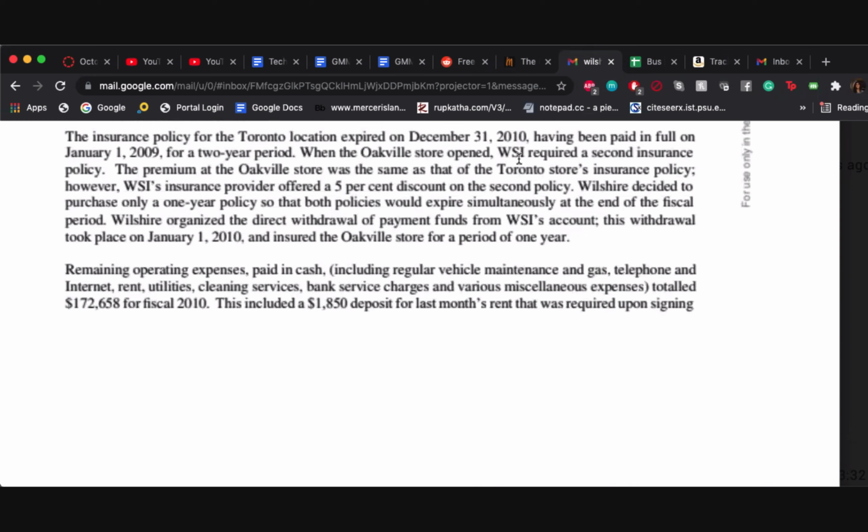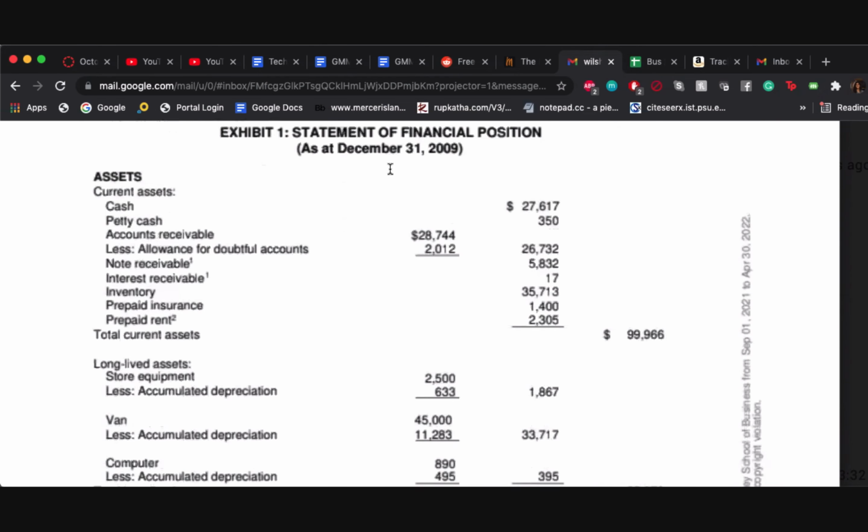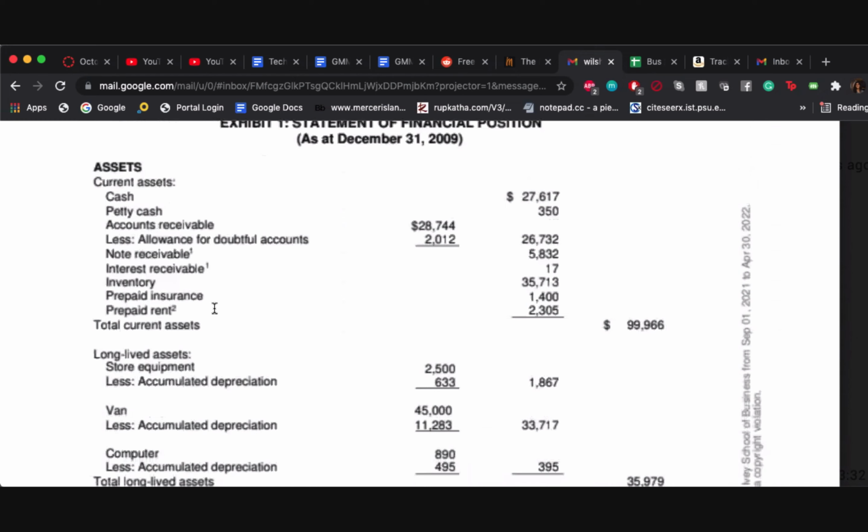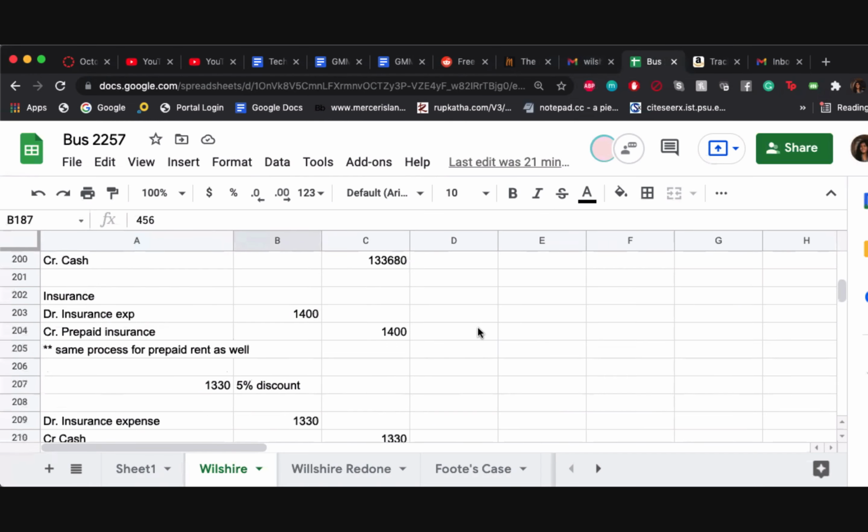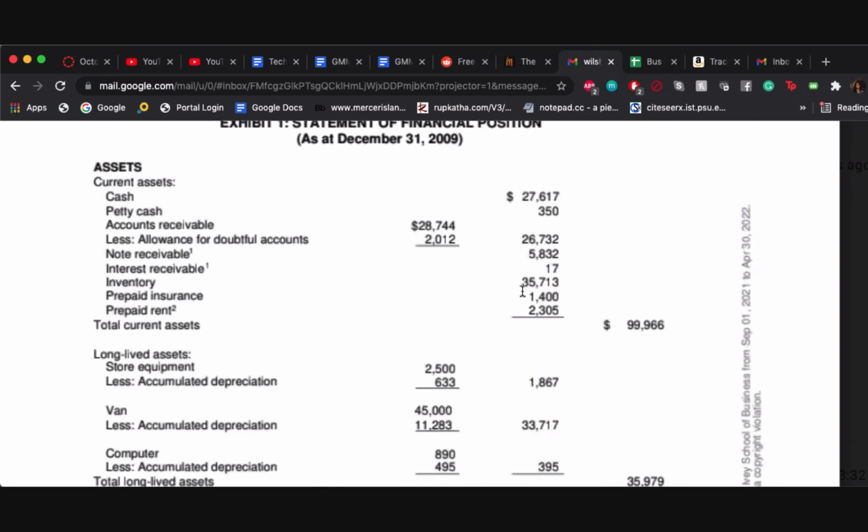Now, there was insurance that was paid in full for the 2-year period. So we're going to go to the balance sheet and see if we have any prepaid insurance, which we do. So we're going to take that out of prepaid insurance, and then put that into insurance expense. And we're not going to touch cash because it's prepaid, we've already paid it, so we've already accounted for that. So you debit your insurance expense and you credit your prepaid insurance. This is the exact same process for prepaid rent as well.